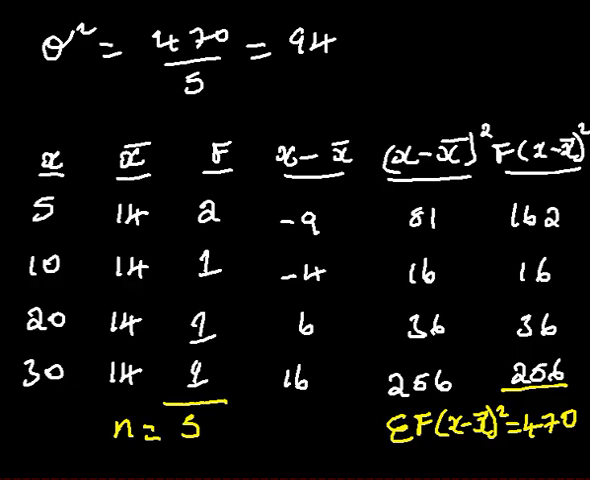And how about the standard deviation? Standard deviation is the square root of the variance, which is given as the square root of 94. So what is the square root of 94? That is now given as 9.7, to 2 decimal places. And that's how you should understand that.